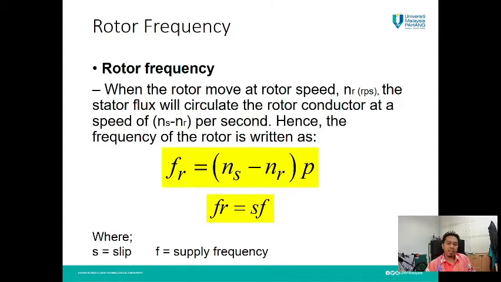Okay, next is the rotor frequency. The rotor frequency is the difference between the frequency of the incoming supply. To calculate the rotor frequency, we can use the formula Fr = Sf, where Fr represents the rotor frequency, S is the slip, and F is the frequency of the incoming supply. So we can calculate the rotor frequency in the induction motor.